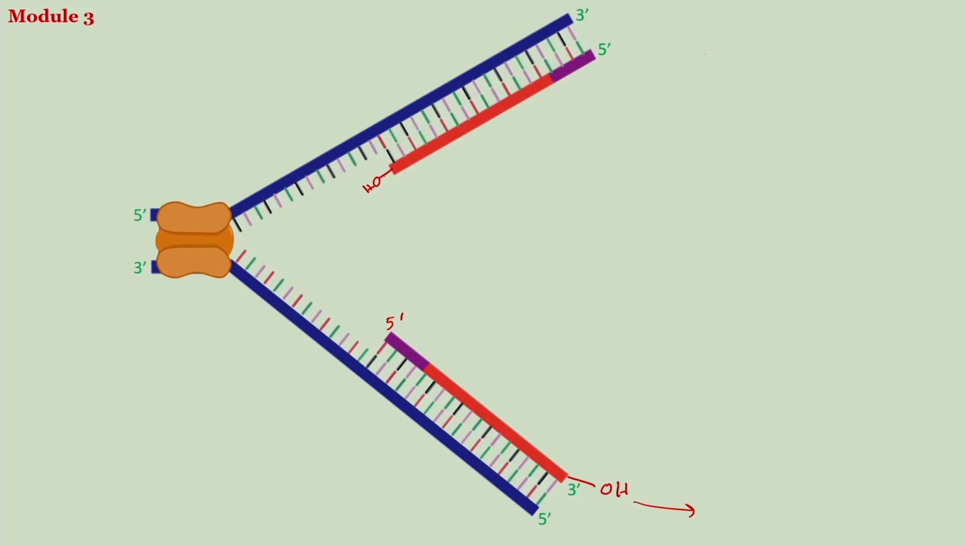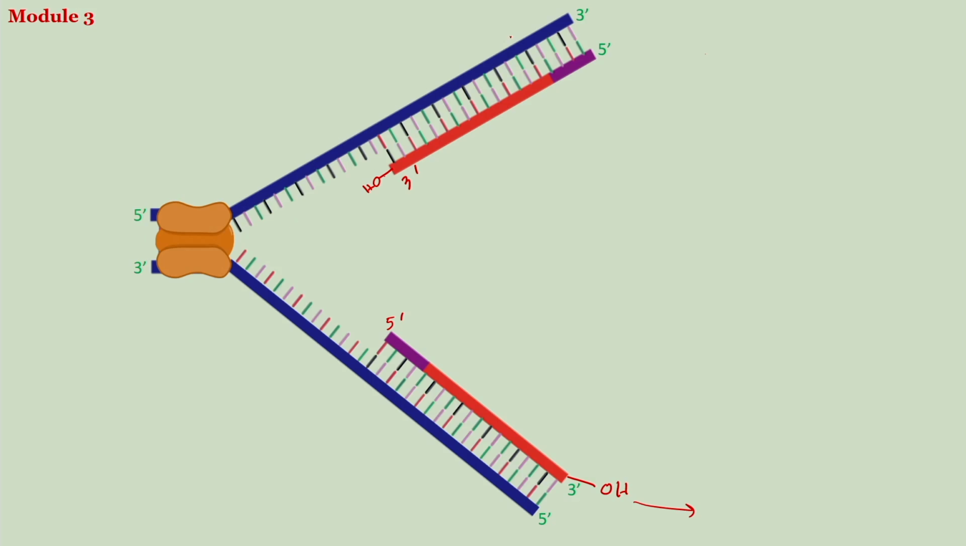So, if the new synthesis has to happen in this strand, you have to start again from the beginning with a new set of primer. The new primer has to be there, then only you can have a 3 prime hydroxyl free here, and that can be continued. On the other hand, in this strand, you have the free hydroxyl in this direction, and therefore, it can move easily in the same direction as it was moving.